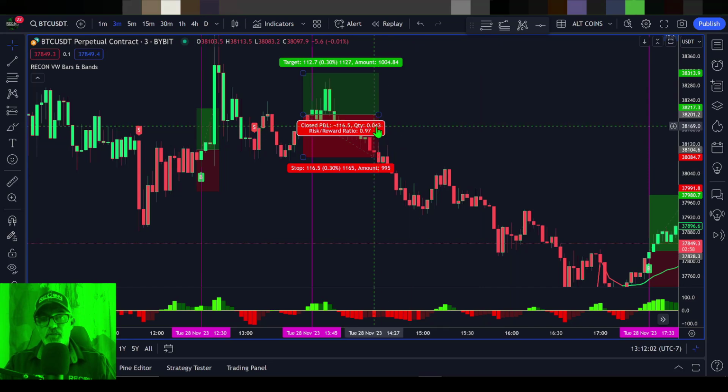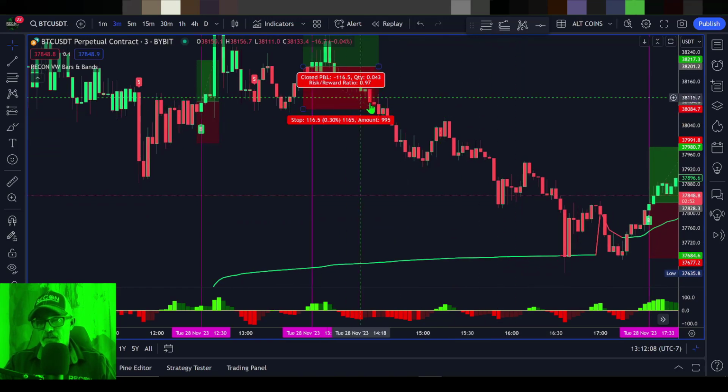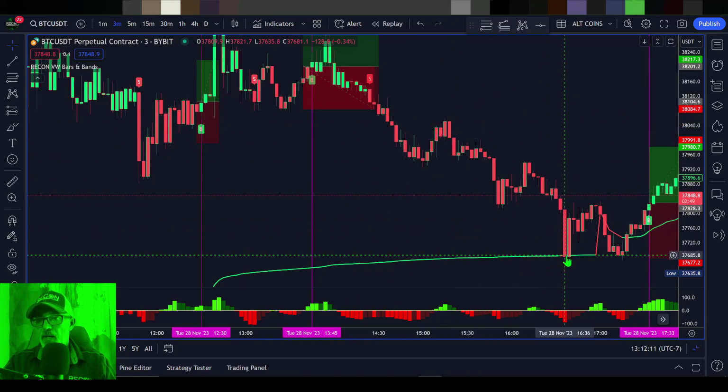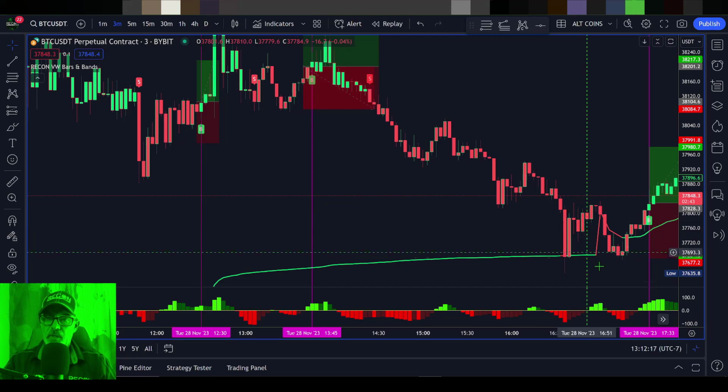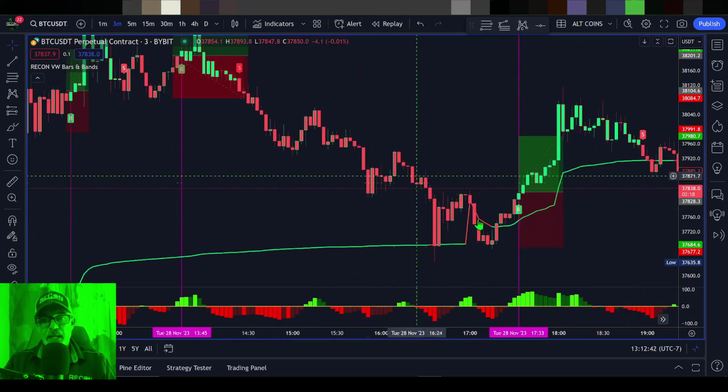And the next signal: sell. However, I was already in a trade and we're way above VWAP, so I would avoid that. You can see the price does actually sell off right to VWAP. And what does VWAP do? It acts as support when the price is above it. And when the price is below it, it often acts as resistance. And so I wait for my next signal.